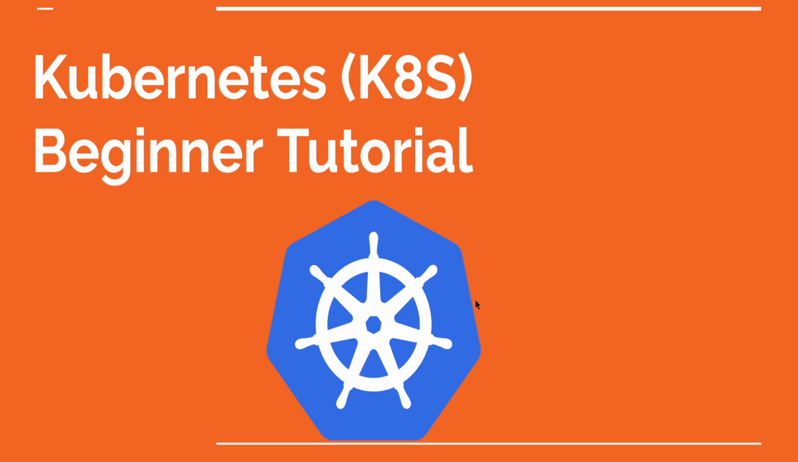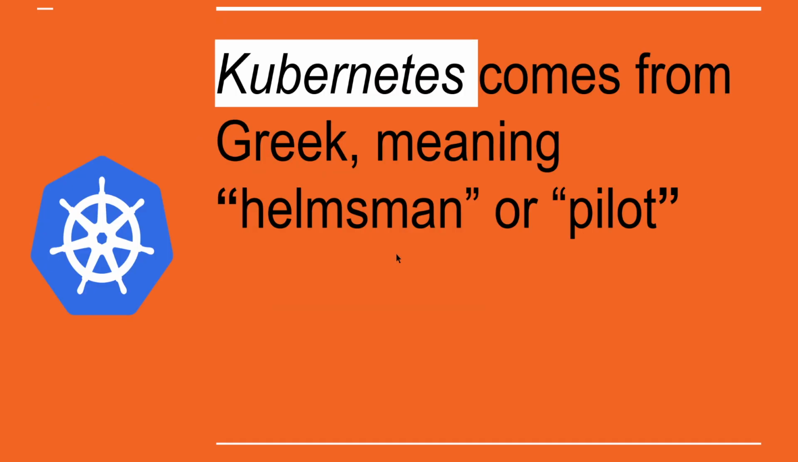Hi, today we're going to look at Kubernetes. Kubernetes is a container architecture tool. So we're going to explore what is Kubernetes and how to install Kubernetes, and also look at some of the commands that are used to explore Kubernetes options. So the meaning of Kubernetes comes from Greek, which means helmsman or a pilot.